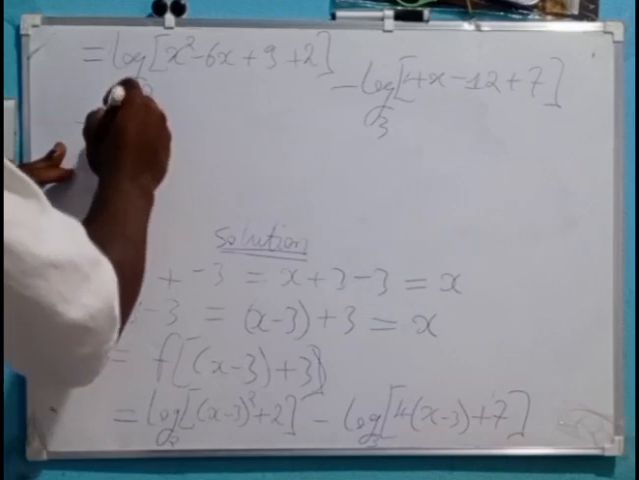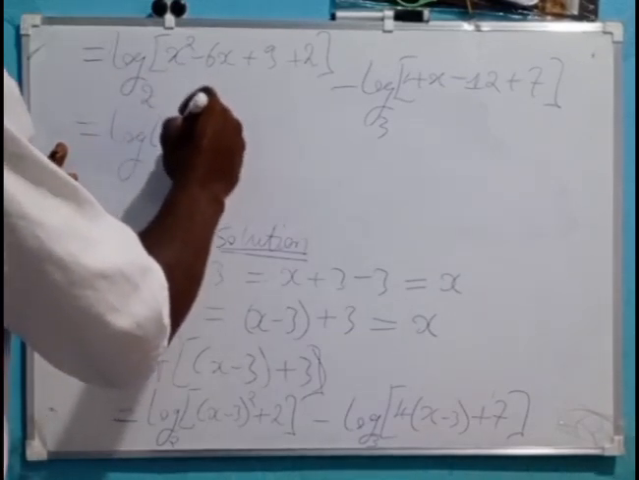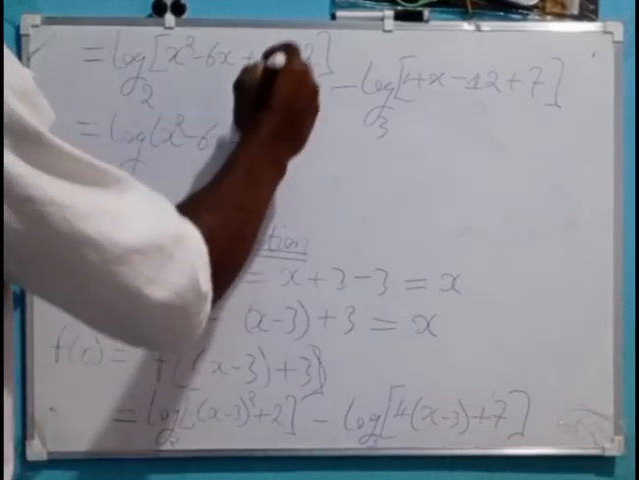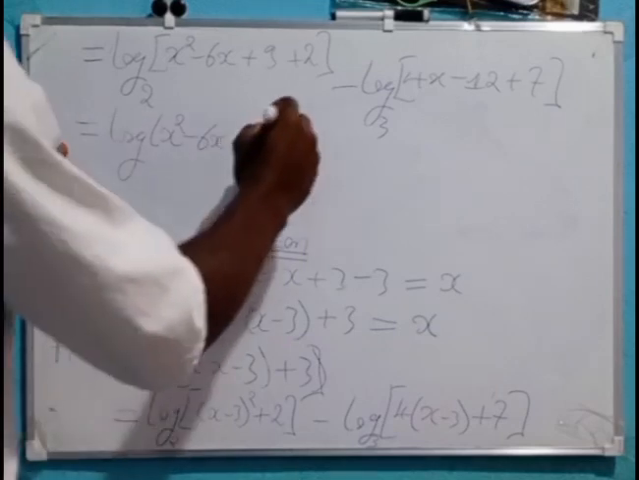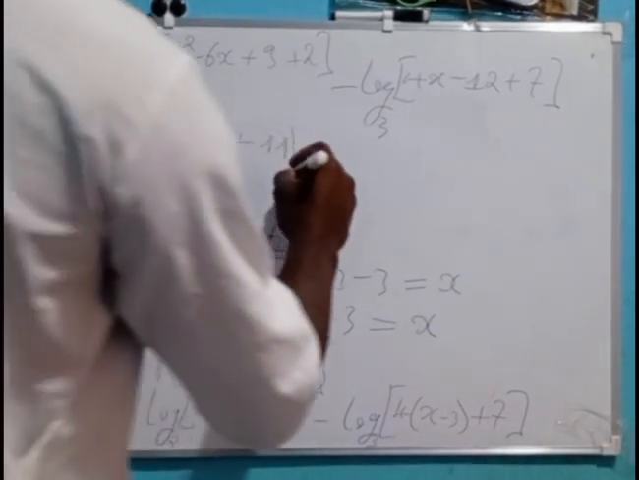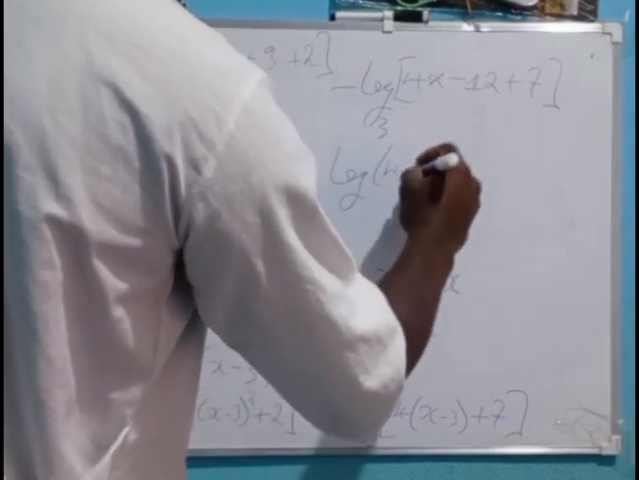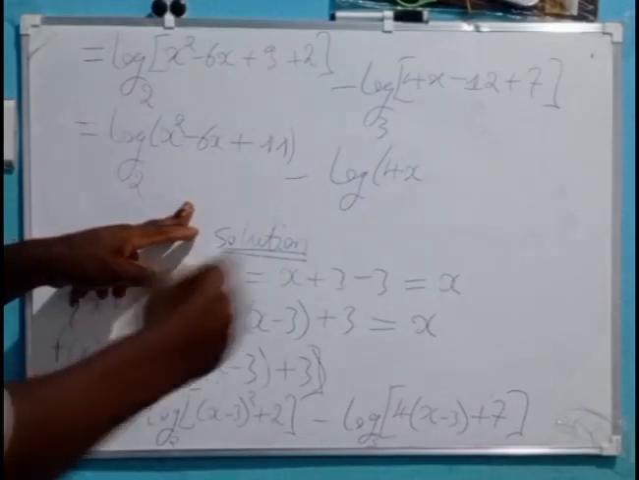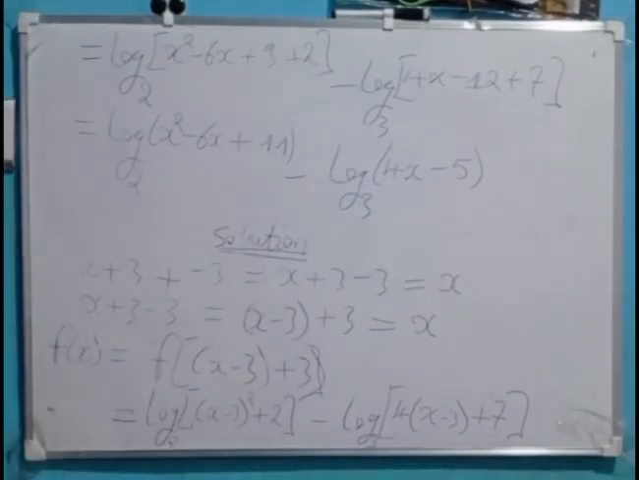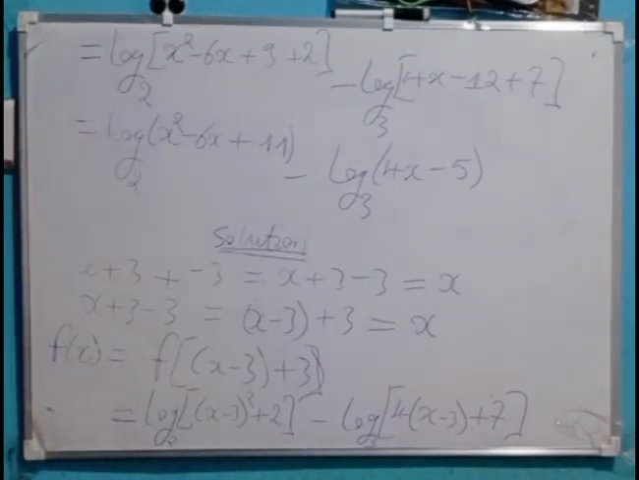This will simply be equal to the log of x squared minus 6x plus 9 plus 2 gives us 11, to the base 2, minus the log of 4x, negative 12 plus 7 gives us negative 5, to the base 3. This is the function f of x.